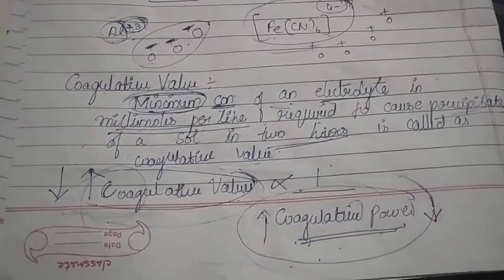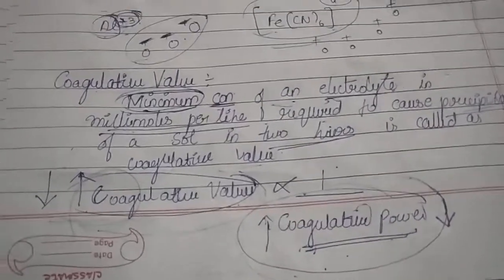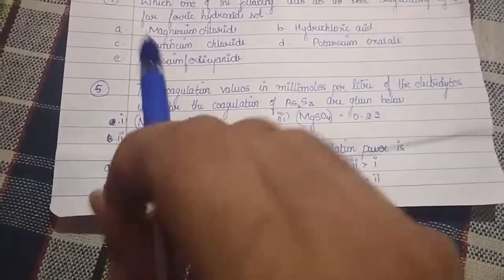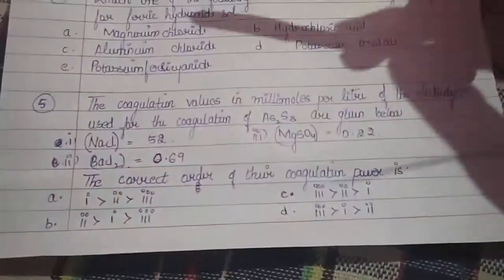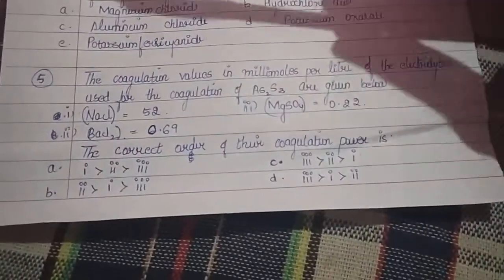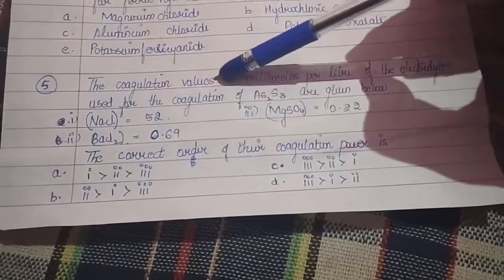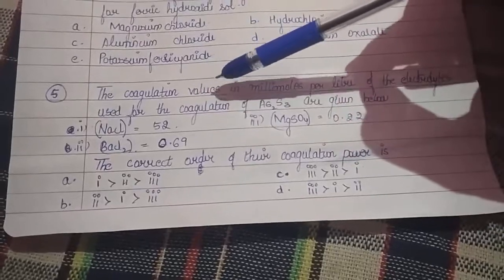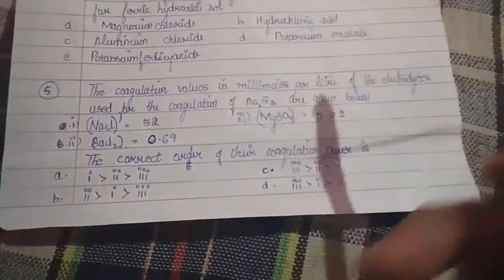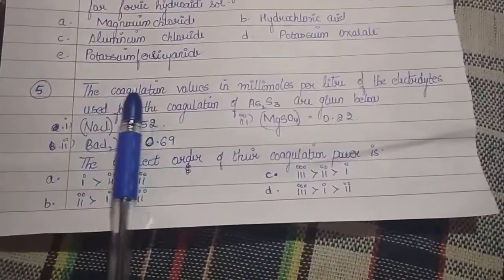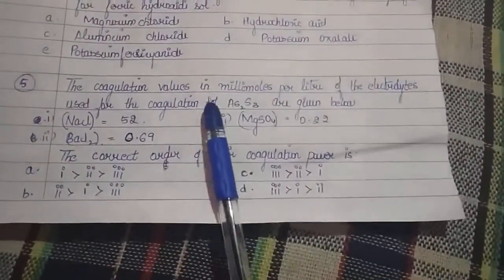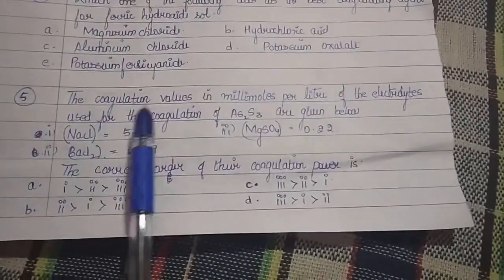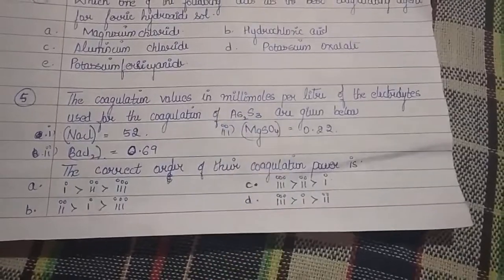Better understanding will come when we see certain questions and solve them. So now let us go with our first question. The given question is in this way. Please do remember, whenever you see a question, you have to check whether they have given you the coagulative power or the coagulative value. Here they have given the coagulation values in millimoles per liter of the electrolytes used for the coagulation of arsenic sulfide.